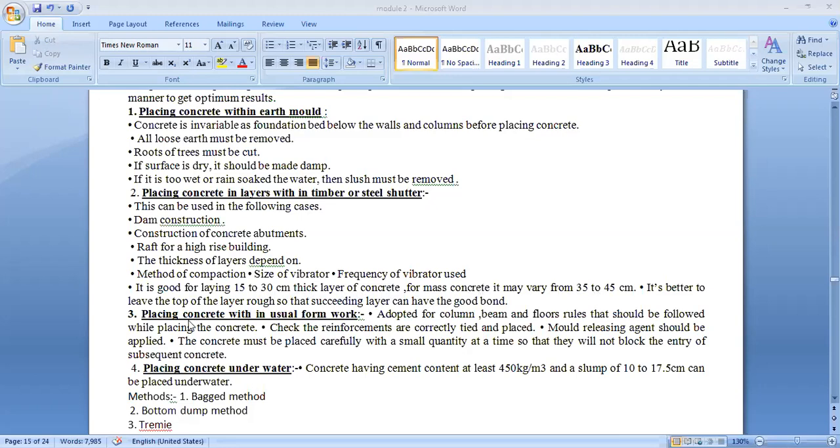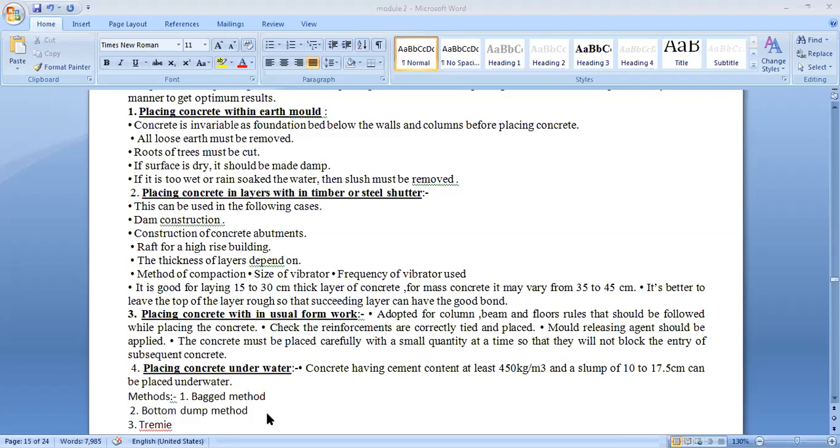Next, we discussed placing the concrete within the usual formwork. Usual formwork means placing the concrete adapted for a column, beam, floor, like that. For this, we need to check the reinforcement, whether it is correctly tied or not, and whether the cover blocks are provided or not. You need to check those things. This will be the placing of concrete within the usual formwork.